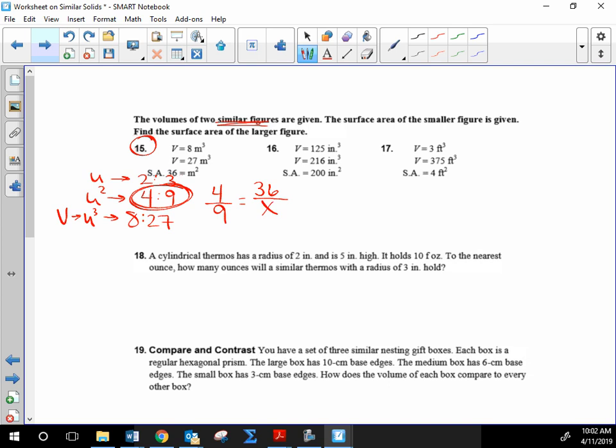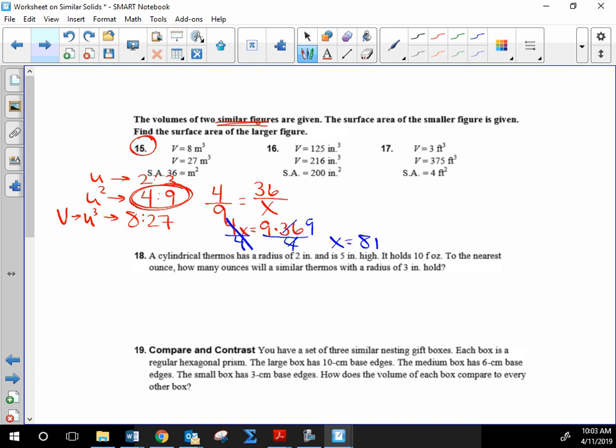How do we solve this? Cross multiply. 4x equals, you can multiply 9 times 36. I'm going to leave it like that so I can save myself time and just divide by 4. So again, we had to first find our ratio before we could put in the proportion. Now we just cross multiply like we did earlier this year and back in elementary. Divide by 4. Let's see what we can reduce. I can reduce 36 and 4. What does that reduce down to? So then what's my x value?